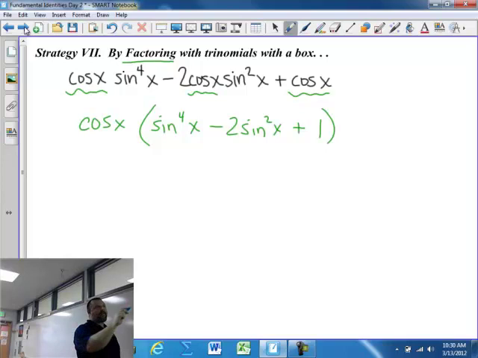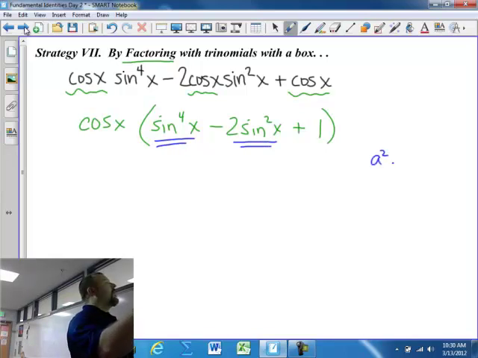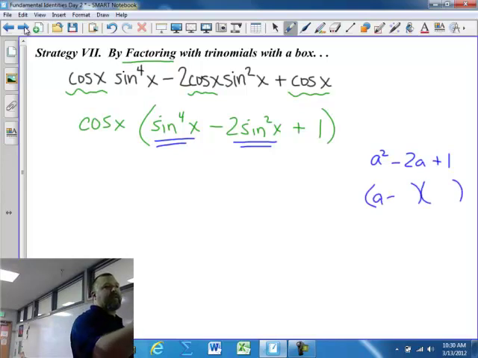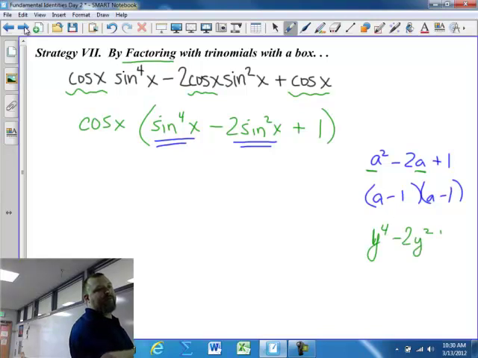Now, we need to learn to recognize this as being factorable in the first place. Does that make sense? If we had written, say, a squared minus 2a plus 1, most of you are going to be able to get to here without too much of a problem. Right. What I want you to notice is that this term is simply the square of that term. And so if I write this as, let's pick a different letter. How about Y. Y, is that good enough? Y to the fourth minus 2y squared plus 1.